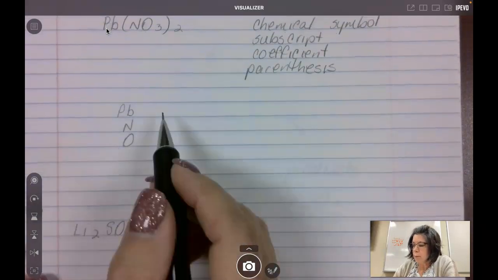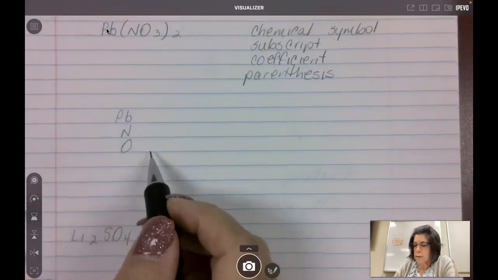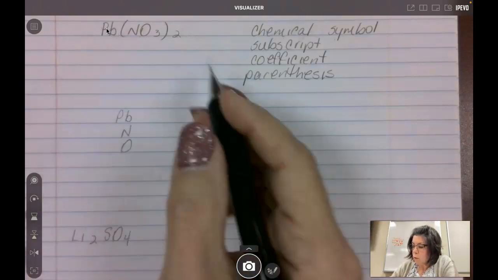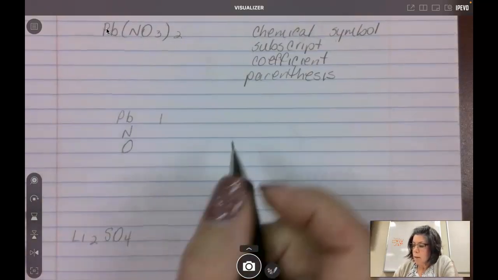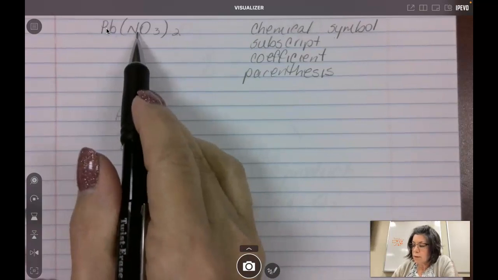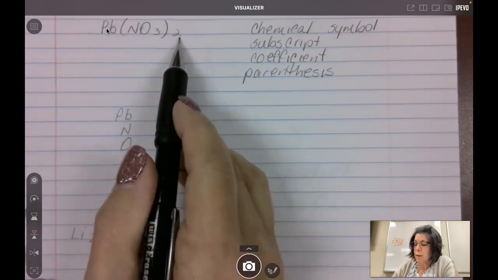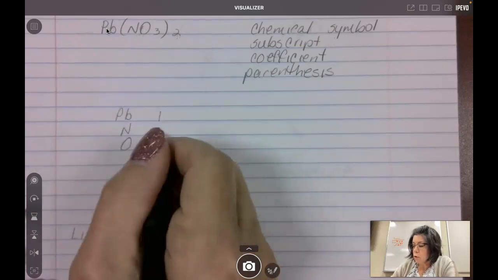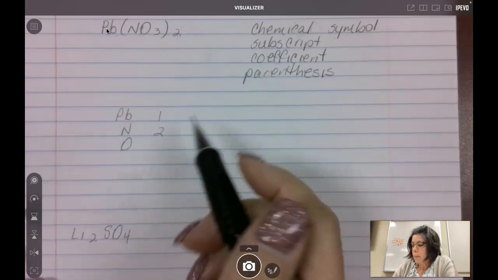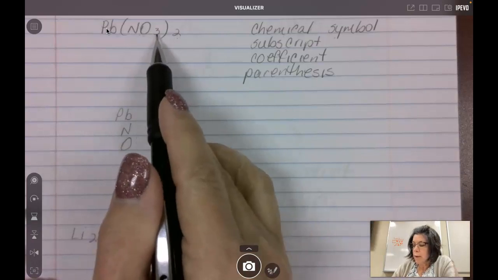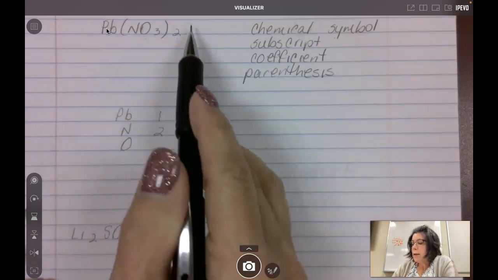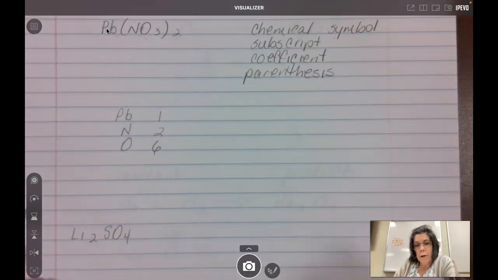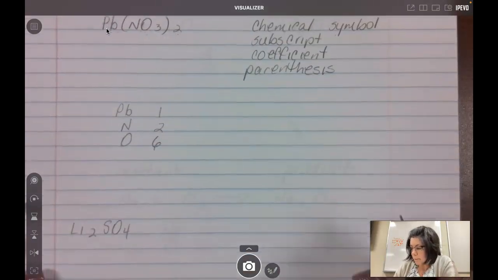So let's write it out. Begin by writing each of your elements. All right, so lead is Pb. There is only 1 atom of it. Nitrogen is in parentheses. There's no number here, but we have the 2 outside. So we're going to take this 1 times the 2, and that will give us 2. So we have 2 atoms of nitrogen. And then oxygen, we have 3 atoms of oxygen times 2. So we have 6 atoms of oxygen altogether. All right, so that's how we count atoms.